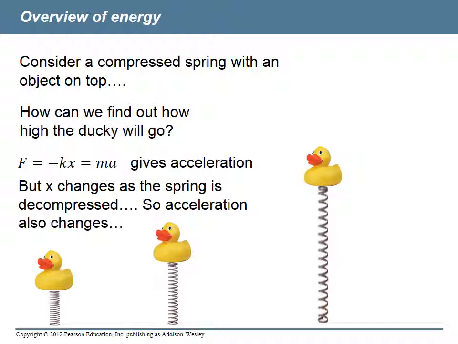And then here we'd have even less compression, so the acceleration would be less. And here, maybe this is the point at which the spring is in equilibrium, and so there's no more acceleration. So we had a large force giving a large acceleration, less force with less of an acceleration, and then finally no force with no continued acceleration, right? And so obviously the rubber ducky flies up and then lands here, right?